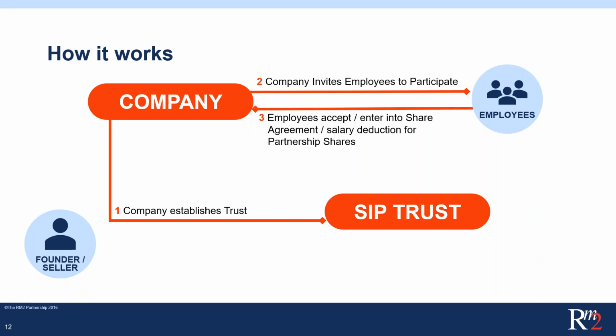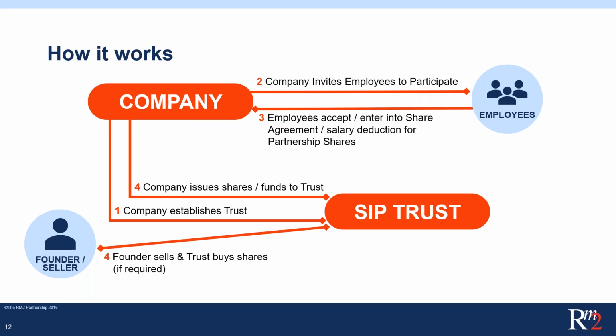If employees accept, they can then participate in the SIP. They'll need to allow for a salary deduction if they're buying partnership shares. The company will then issue the shares to the trust. And actually at this point also, if you have a founder who wants to sell the shares to the trust, this is the point at which the trust could buy the shares from the founder as well if required.